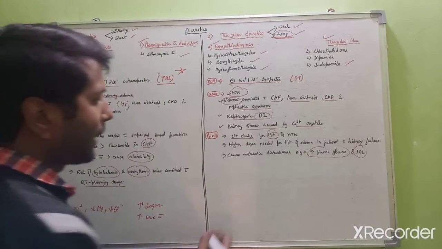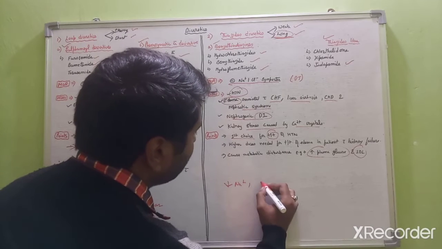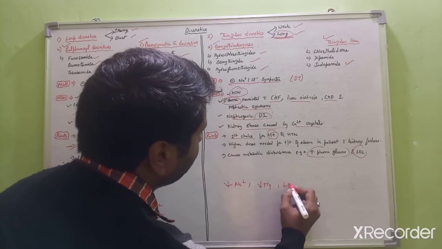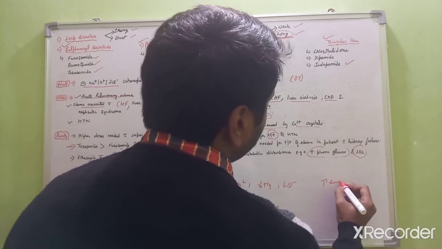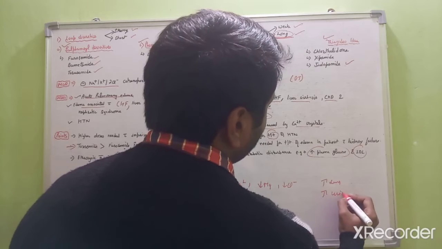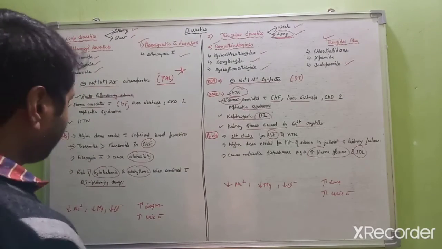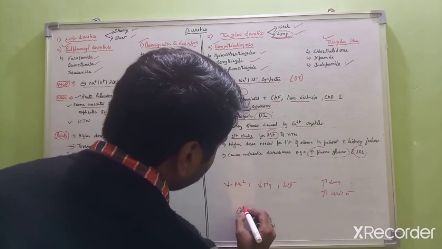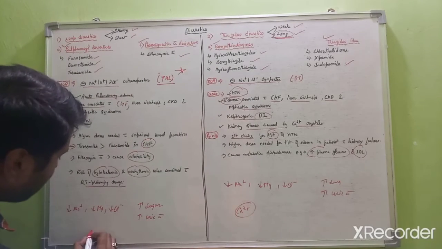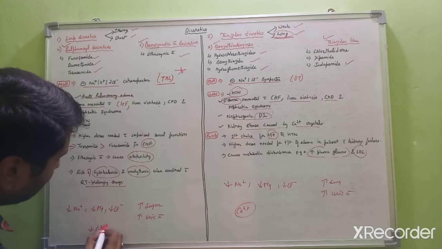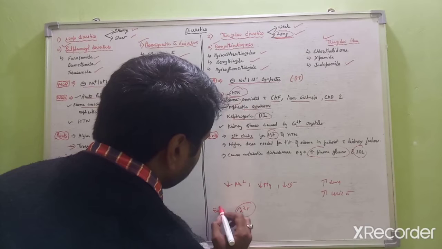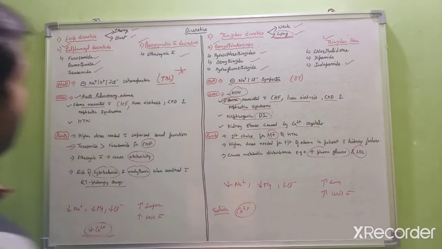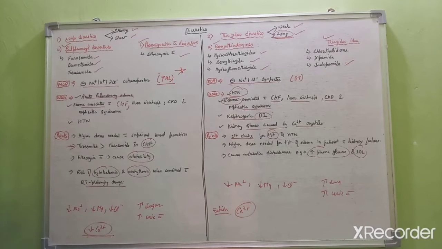Same like the loop diuretics, it will decrease the amount of sodium, magnesium and chloride in the body, and it will increase the uric acid in the body. But here the important point is that thiazides will retain calcium in the body, whereas loop diuretics will lose calcium in the body. One more point is that loop diuretics are also called high ceiling diuretics.